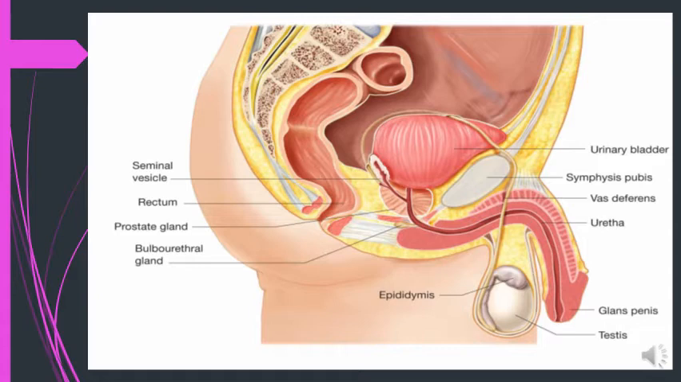Okay, so as you all see on your screen, the diagram of anatomy of male reproductive system. So in this reproductive system, that is male reproductive system, we will study about different parts which are under the male reproductive system, and we will study one by one in brief what are the different parts, and what are the functions of these parts. So one by one we will study these. So let's start.